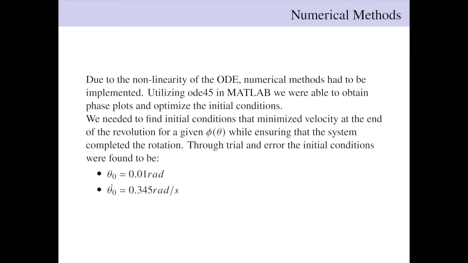We used the ODE45 numerical solver in MATLAB. We needed to find initial conditions that minimize velocity at the end of the revolution for a given phi, while ensuring that the system completed the rotation. Through trial and error, the initial conditions were found to be 0.01 radians for theta and 0.354 radians per second for theta dot.